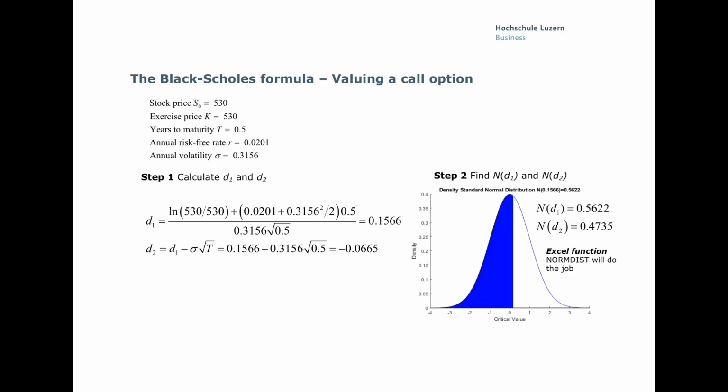In a second step, we need to find N of D1 and N of D2. Usually, these values are tabulated and may be found in many statistics textbooks. You can also use the built-in Excel function NORMDIST to get the job done. The final step is to apply the Black-Scholes formula by substituting the corresponding numbers and compute the option value. Doing so for our example implies a call option value of $49.55.